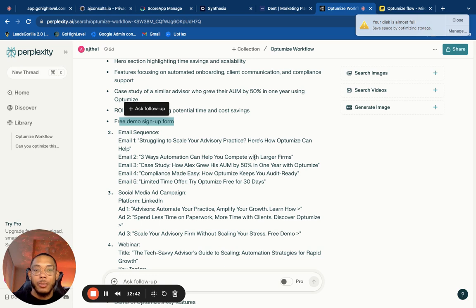Three ways automation can help you compete with larger firms. Case study: how blank person grew his AUM by 50% in 1 year with Optimize. Compliance made easy: how Optimize keeps you audit ready. Now, here I would want to make sure that I put in there that there's no guarantee that you won't get audited. But at the same time, we're here to mitigate or lessen the risk of that happening. Limited time offer, try Optimize free for 30 days.